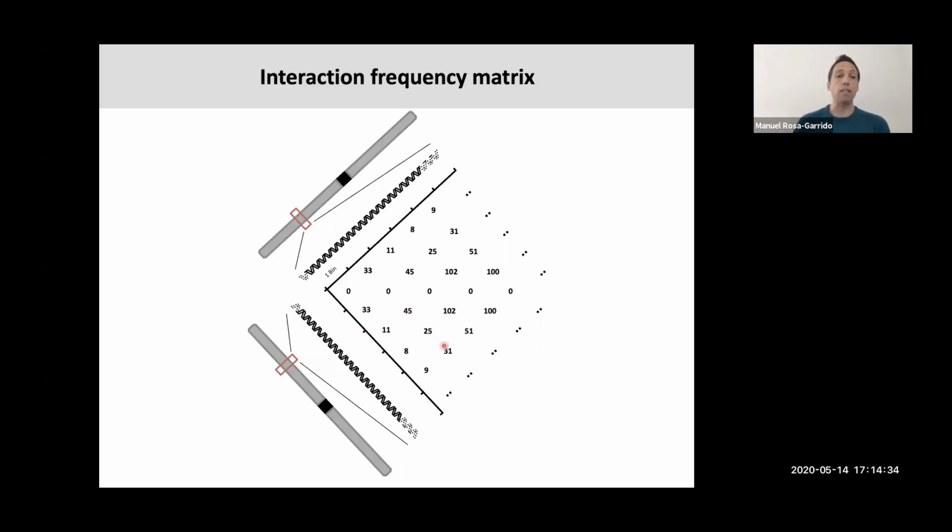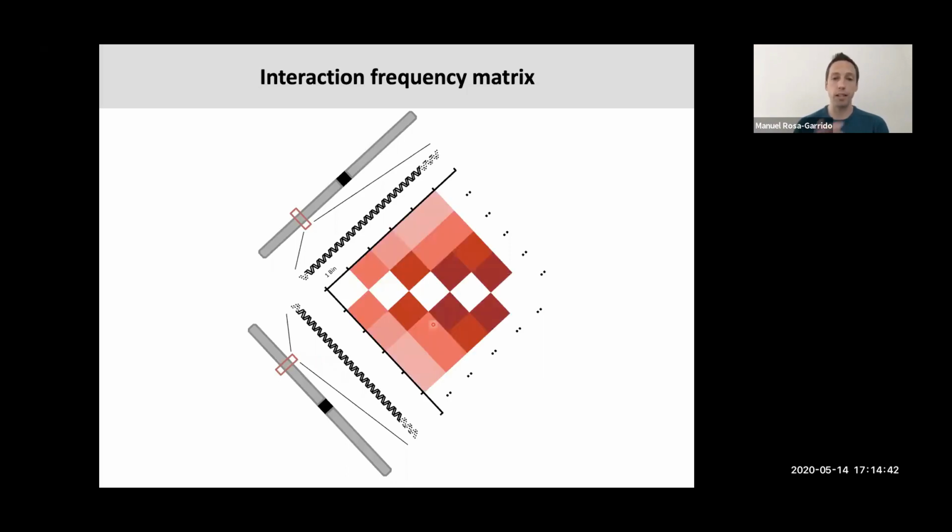And then we're going to have these numbers. Because it's very difficult to see differences using numbers, what we normally do is color code these numbers. So we're going to have something like that, where the higher number of interactions correspond to a darker red color. Okay, so this one is the interaction frequency matrix that you're going to have when we focus on a very small locus of the genome.